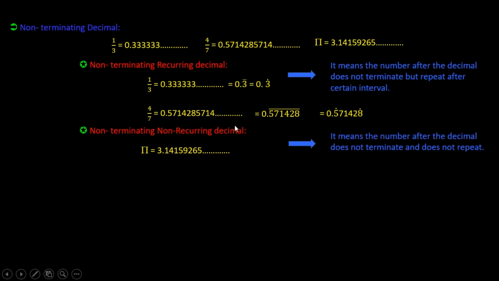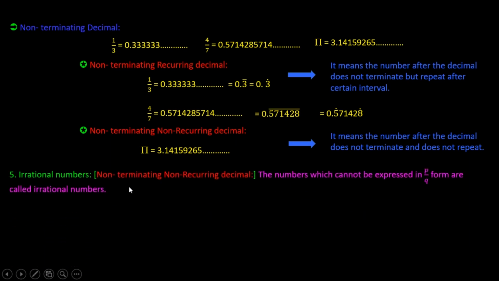This is the definition: the number after the decimal does not terminate and does not repeat. This is the definition of a non-terminating, non-recurring decimal. And now we are talking about the irrational number, which cannot be expressed in p by q form. I already told you that this pi cannot be expressed in p by q form.